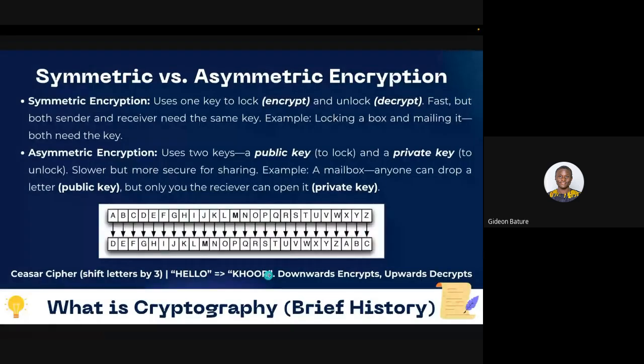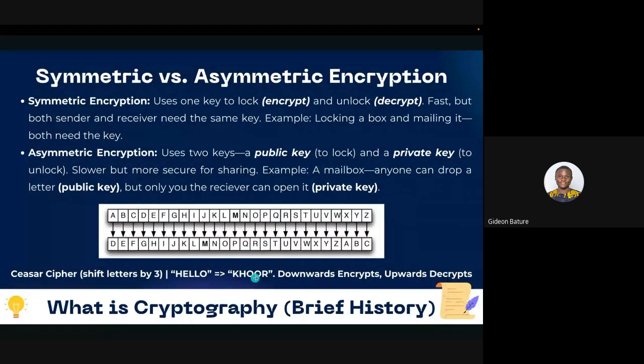Is linked to R. So if I encrypt hello using Caesar cipher, shift letters by 3, just like I say, you can shift the letters by 4, 5, 6. It depends on what you want. But we are looking at shifting the letter by 3. My hello becomes KHOOR.